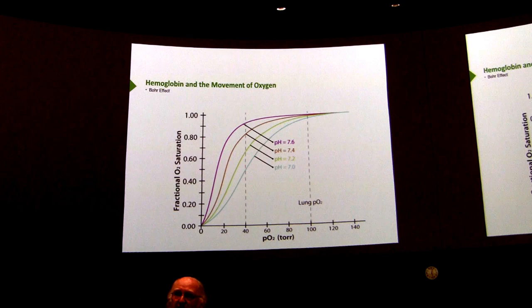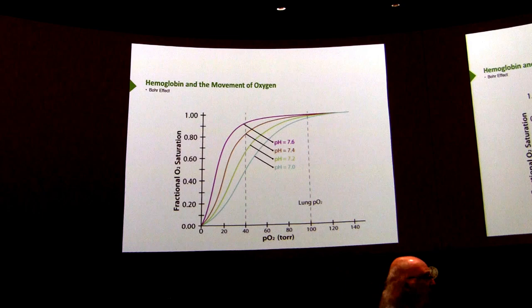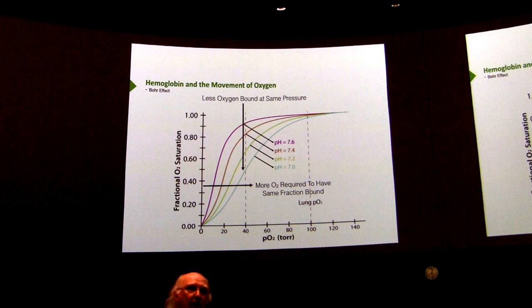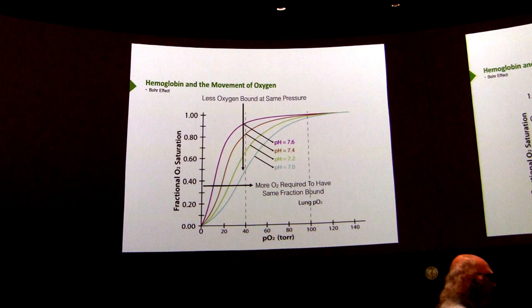Same plot as before, fractional oxygen saturation going up, what percent is saturated with oxygen, and the pressure of oxygen on the x-axis below. If we start at the far left, we see a red line, or a maroon line, I guess that is, pH 7.6, slightly above physiological pH. Next curve, the brown one, pH 7.4, 7.2, 7.0. We see that these different pH conditions change what percentage of the hemoglobin is bound to oxygen. As we move further to the right, it means more oxygen is required to have the same fraction bound.